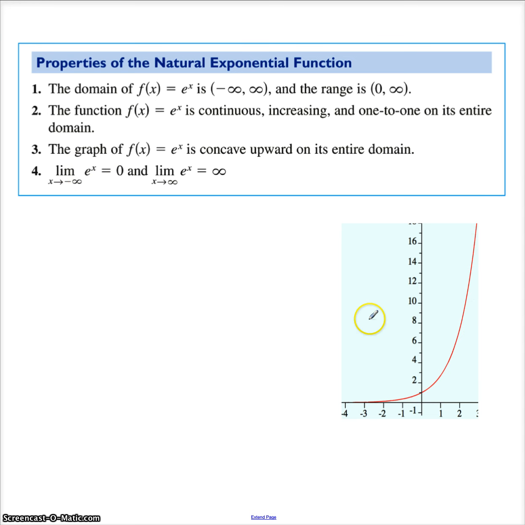Now let's look at the limits, and you need to know these. As x goes to negative infinity, e to the x approaches 0. While as x goes to positive infinity, this shoots off unbounded, so we can say the limit is infinity, or actually infinity is not an actual number, but it is unbounded.